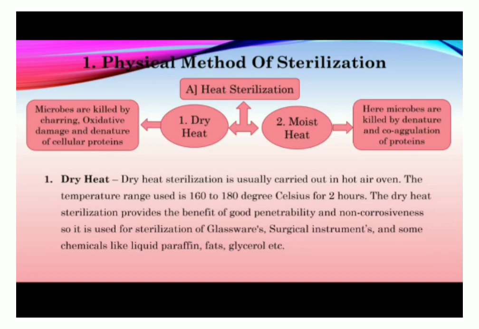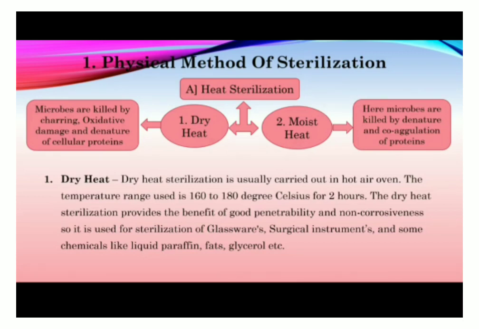Dry heat sterilization is usually carried out in a hot air oven. As we know, each and every microbiology laboratory has this apparatus, the hot air oven. The temperature range used is 160 to 180 degrees Celsius for 2 hours. So we have to apply this temperature for 2 hours. Dry heat sterilization provides the benefit of good penetrability and non-corrosiveness. So it is used for sterilization of glassware, surgical instruments and some chemicals like paraffin, fats and glycerol.